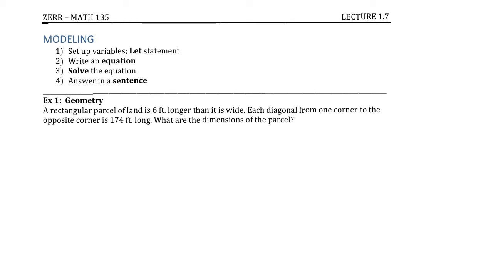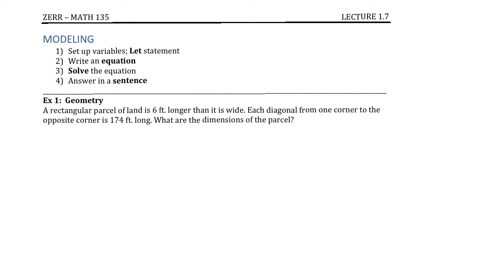Okay, 1.7 is about modeling. So we're going to use the Pythagorean theorem. We're going to solve some applications. All right, so our steps are set up our variables. I always like to draw a diagram. Write your let statement, so we want to define our variables. Then we're going to write our equation or our model and solve, and then we're going to write out what our answer means in the context of the problem.